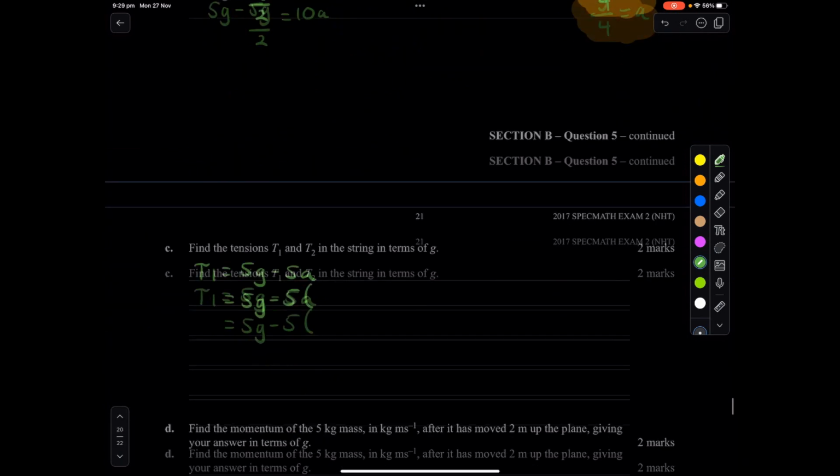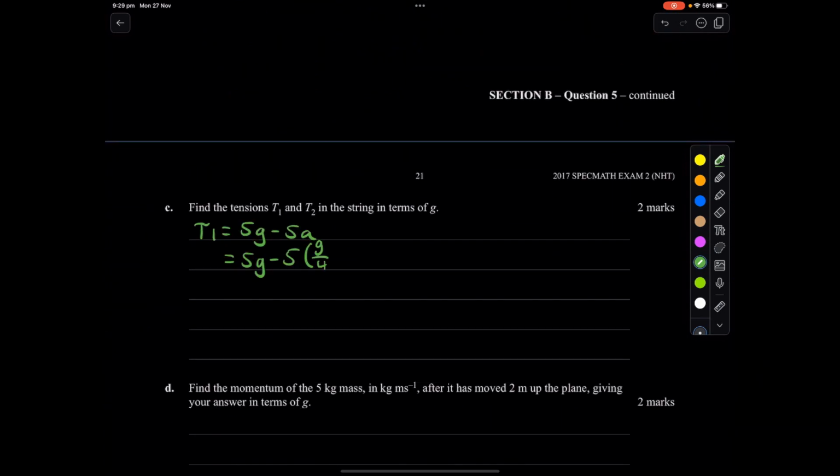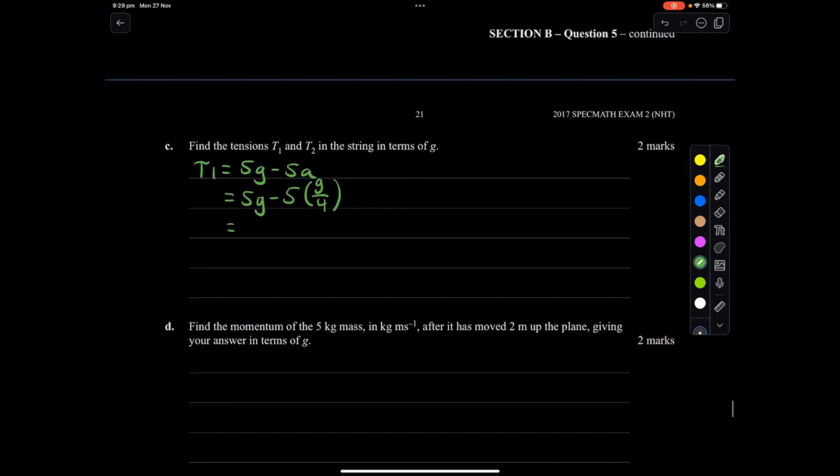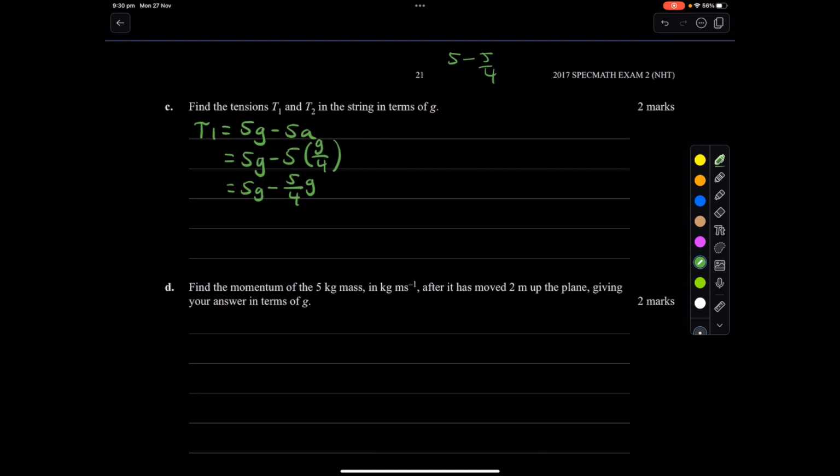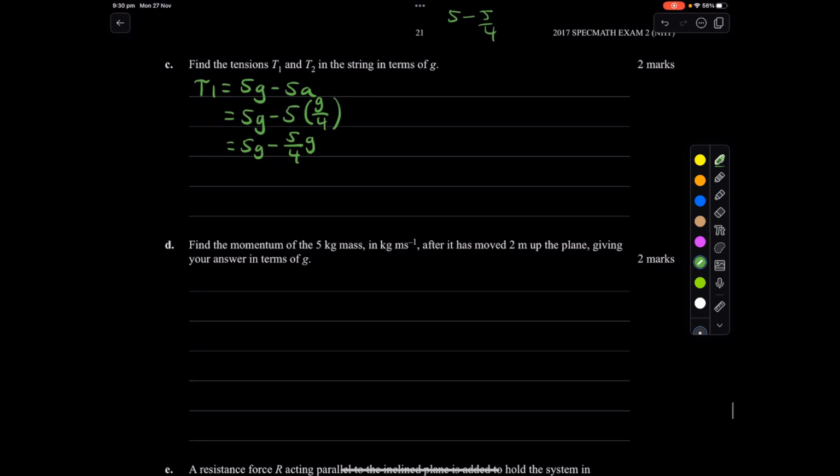And we know already a is g over 4. It gives us 5g minus 5 over 4 g. So in other words, what's 5 minus 5 over 4? 4 times 5 is 20, 20 minus 5 is 15, so 15 over 4. So T1 is 15g over 4. That's for this one.